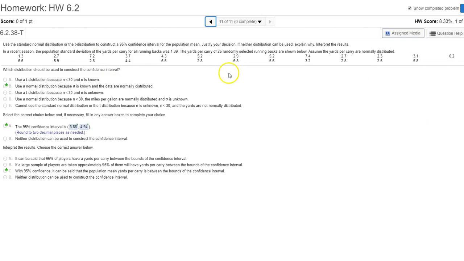Okay. Problem number 11. In problem number 11, they said use the standard normal distribution, or T distribution. These are the kind of problems you should be expecting in the test. So they did not tell me which one to use. They asked me to pick which one to use with the confidence interval of 95. So let me go ahead and write down what I have. I have my confidence interval, which is 95%.